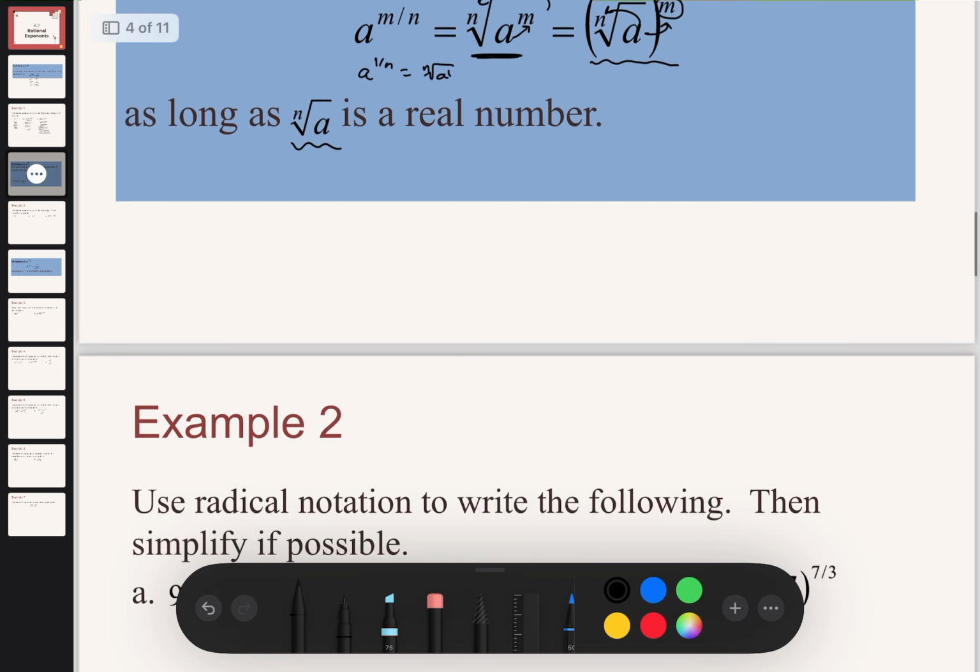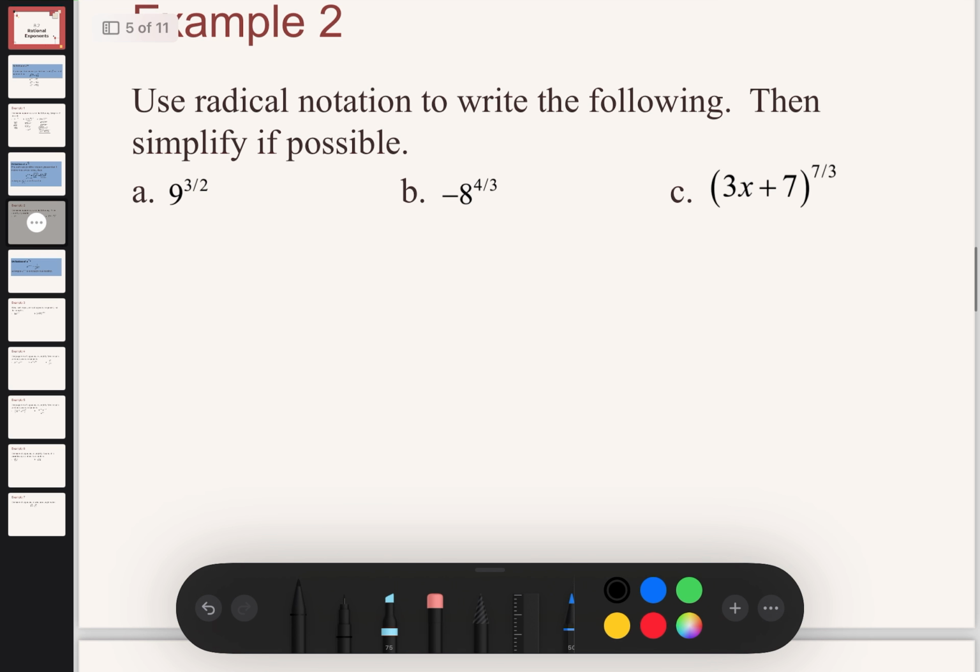Let's do some stuff with this. I would like to rewrite and simplify. So I have 9 to the 3 over 2. That 3 is going to stick with the 9, so 9 cubed. That 2 is going to go outside with the radical sign, except we don't usually write the 2 out there, so it's just the square root. I don't like this version as much, though. That seems complicated and annoying.